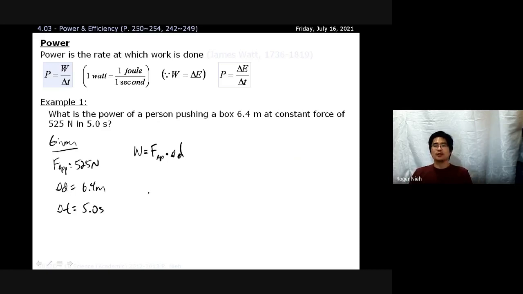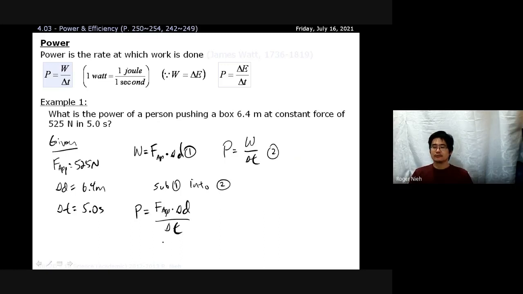And that's fine. And then you can sub it in to the next formula, which is power is equal to work over time. But optionally, this is what you could do as well. You can take these two equations and sub one into equation number 2 if you wanted to. So in other words, power is equal to force applied times distance divided by time.